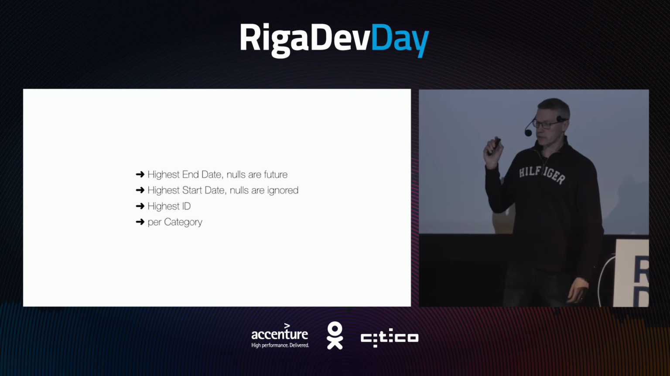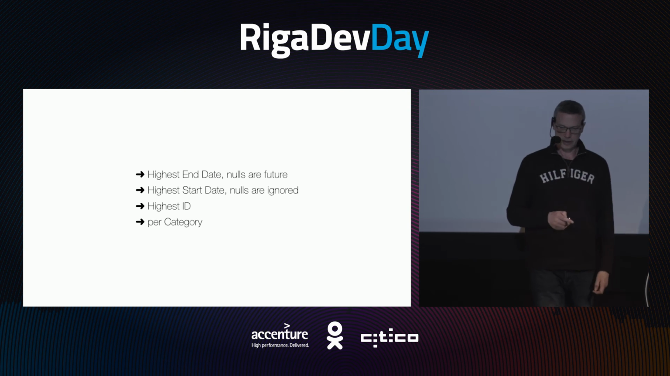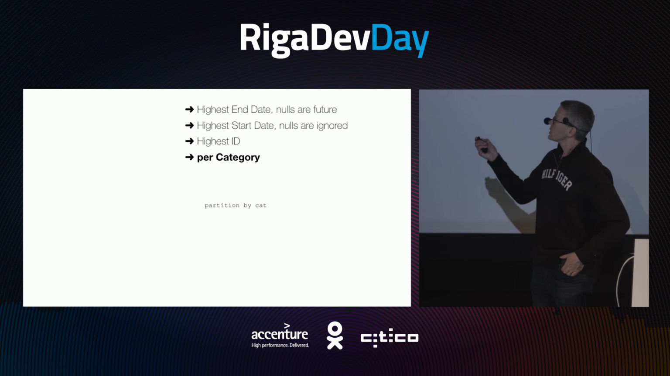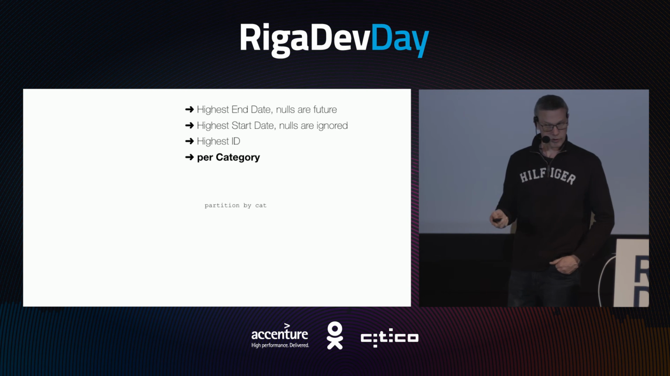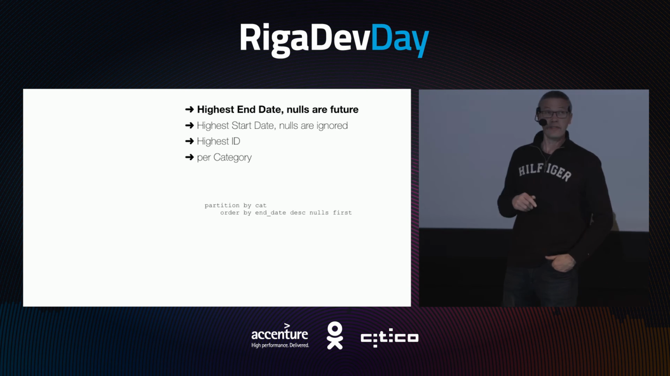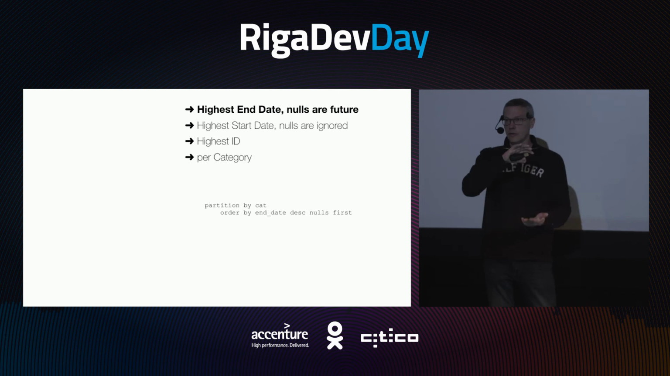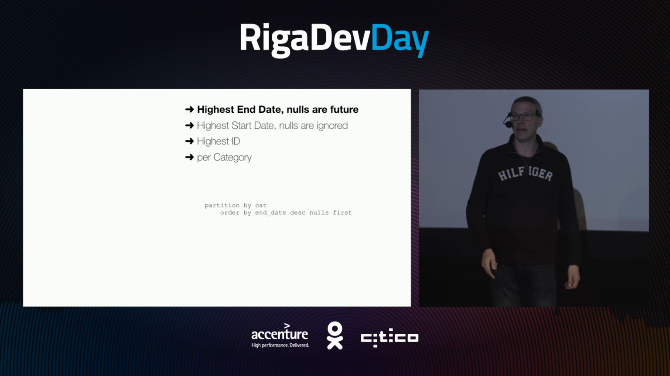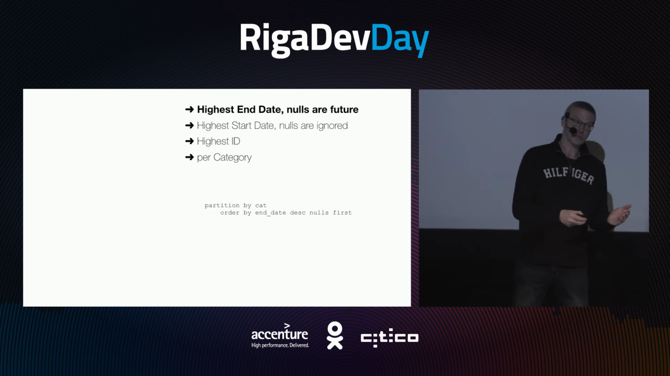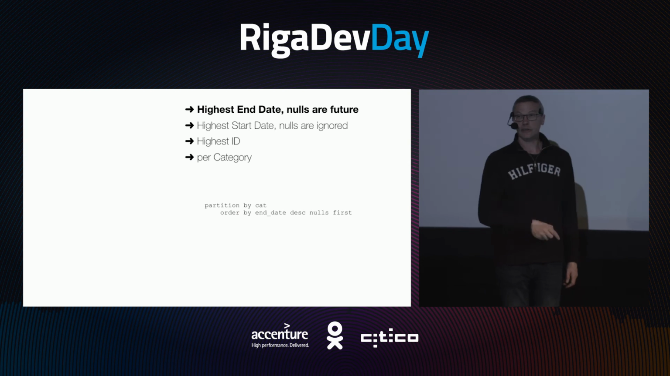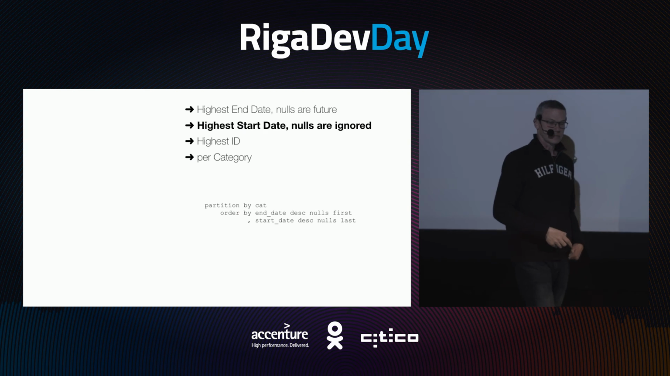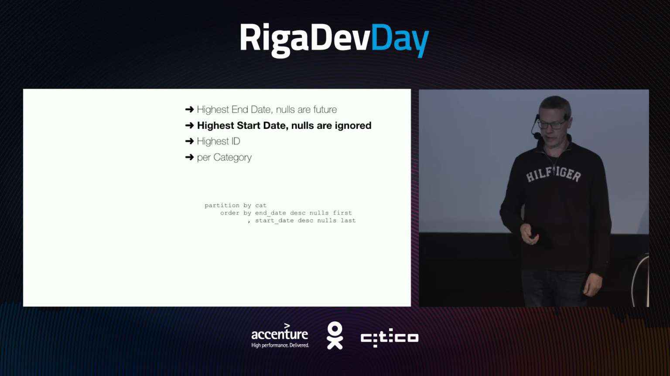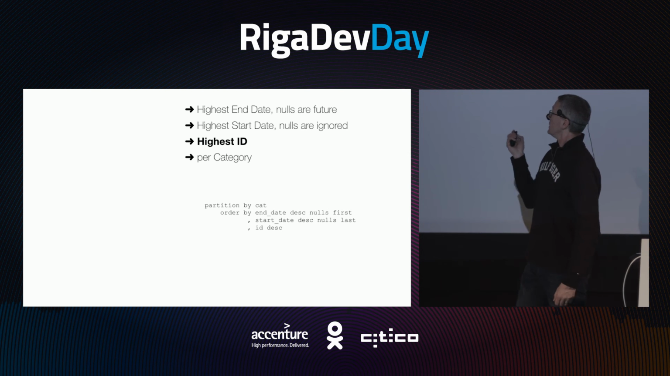So here are the requirements. Highest end date, highest start date, ID, and per category. Well, the per category part is easy. You already had that one. Partition by category. We're going to sort it by end date nulls first, so the nulls bubble up on top. This nulls first addition was added in Oracle 8. So if you haven't heard of it, no problem, but it's very useful. Highest start date. Start descending, nulls last. Just in case, even though they were already filled out. Highest ID, ID descending.